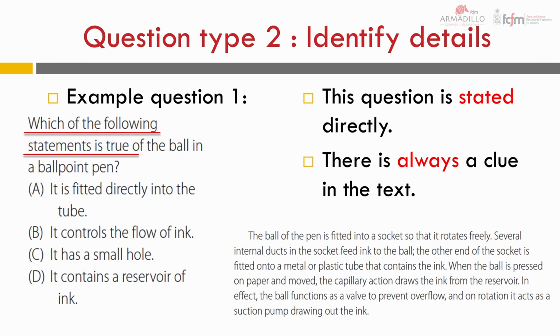That is why it's very important to skim the passage first, to read it quickly and see what each paragraph is about, so that later when you have to identify a detail, it is easier to find the paragraph that contains that information. So you can see that the part that is underlined contains the right answer, which is letter B. If you read it, it says when the ball is pressed, the capillary action draws the ink from the reservoir and the ball functions as a valve to prevent overflow. So that indicates that it's letter B, controlling the flow of ink.